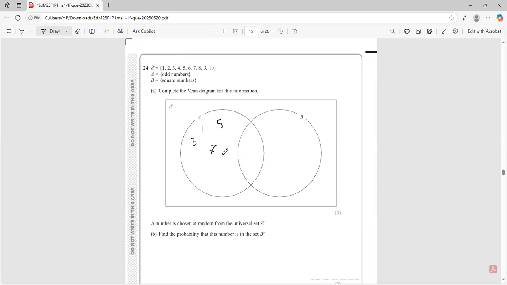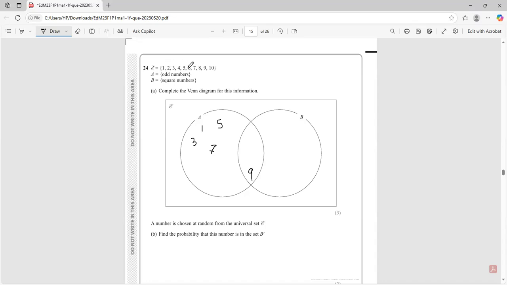7. Now I'm about to put 9, but I just look at B quickly and I see that 9 is a square number. So I'm going to put 9 here, right? I'll put 9 here as something that they have in common. Do you agree with that? Yes. Good. Excellent.